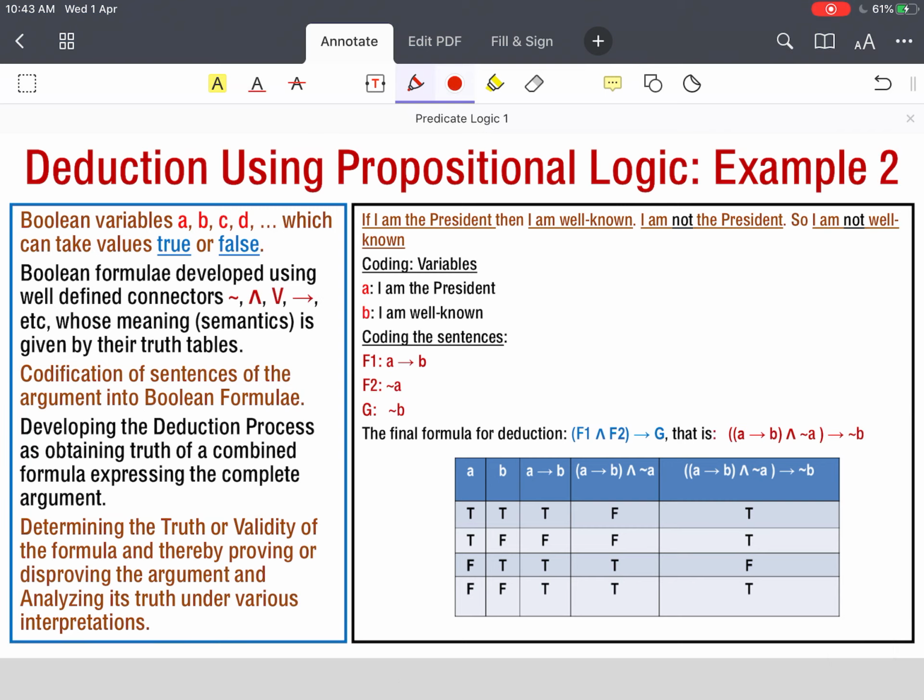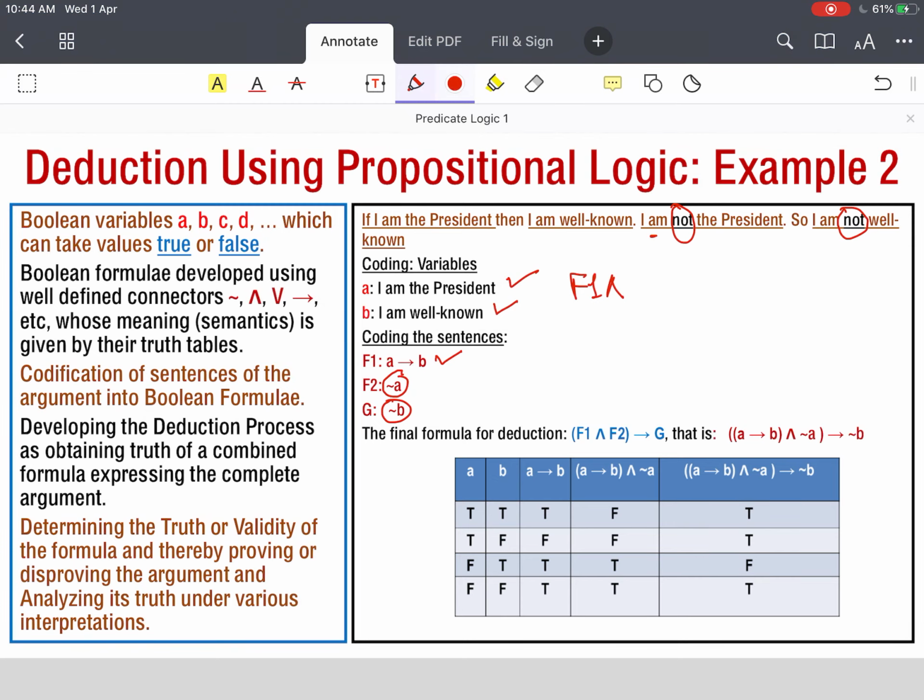We look at our second example, a very similar example. If I am the president, then I am well known, which is the same as before. Now I am saying I am not the president, and I want to infer that I am not well known. So my codifications remain the same. F1 remains the same. F2 is now not A, because I am not the president. And G is now not B.